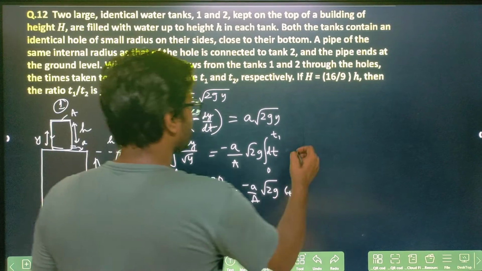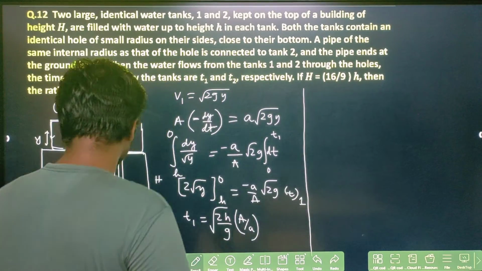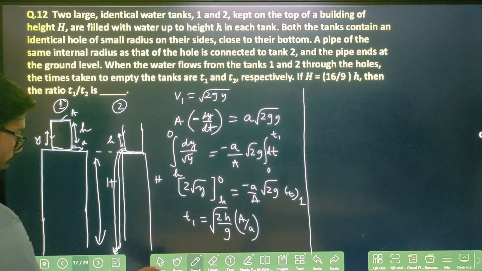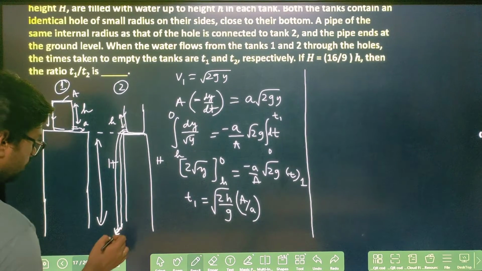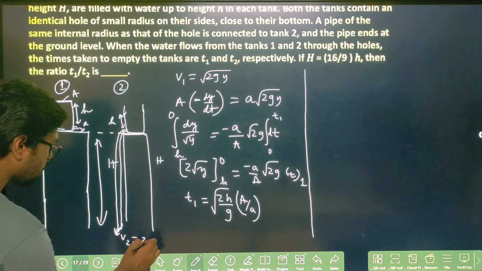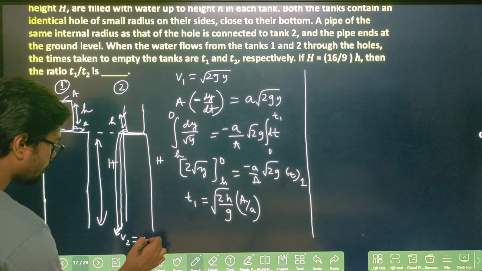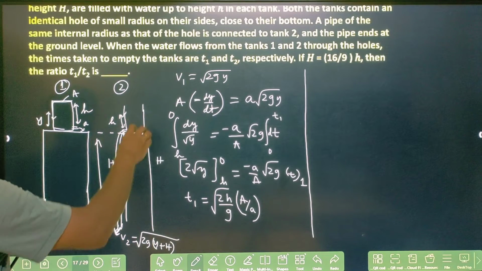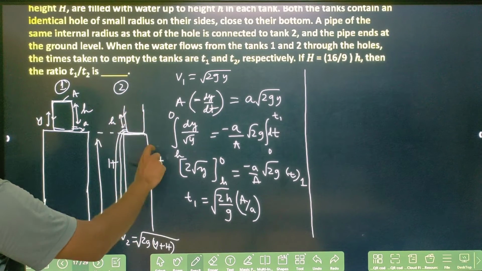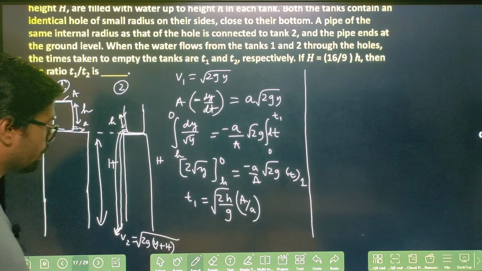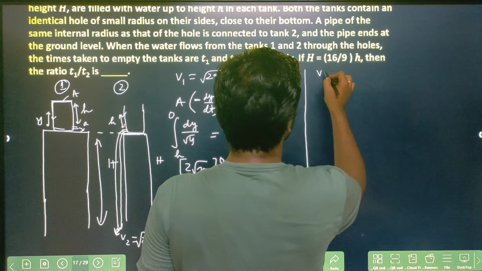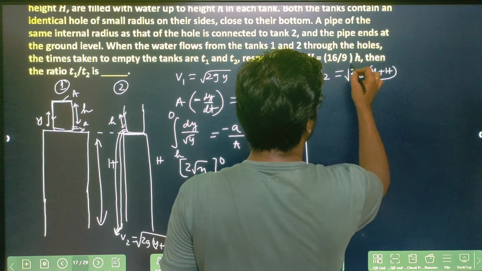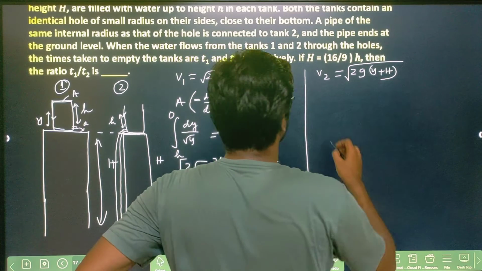Now similarly T2 you can find out, but here one thing you see: the velocity of efflux at this point, V2, at any time I am writing, will be root of 2g into y plus h, right? Why? Because this height of the water level is there, but here the height h also is there. So V2 is equal to root of 2g(y plus h), where y is the height of the water level at any time t.